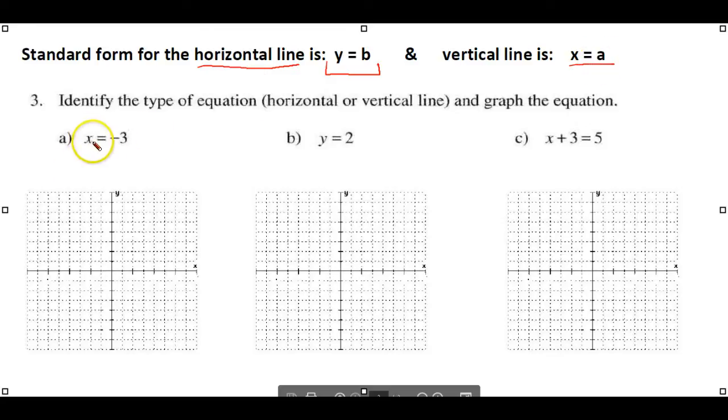So here it's easy. X is a negative 3. Well, you would go to your graph and put a dot there at negative 3, go up any place else, and there is your graph for x equals negative 3. And remember, there are arrows at the end. Now for this one, it's y equals 2. Well, our b here is our y-intercept, a dot on the y-axis and anywhere else, and then this is your line.